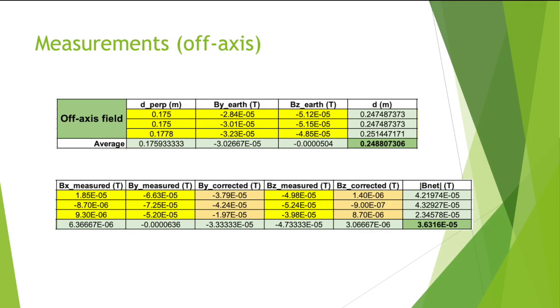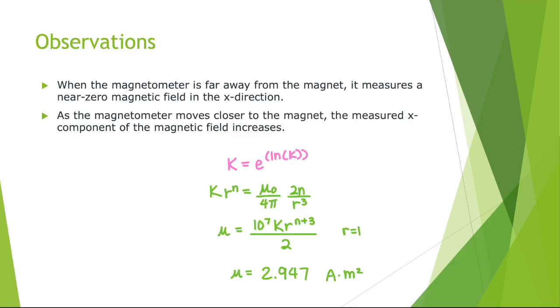These are my measurements for the off-axis part of the experiment, where I focused on the x, y, and z components of the magnetic fields, and I corrected it according to Earth's magnetic field. These are the two observations I made.